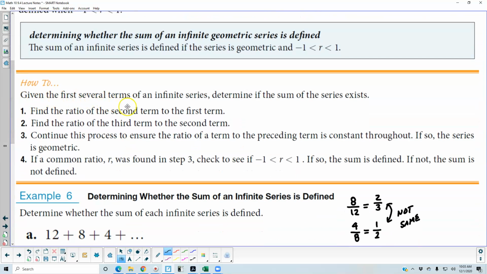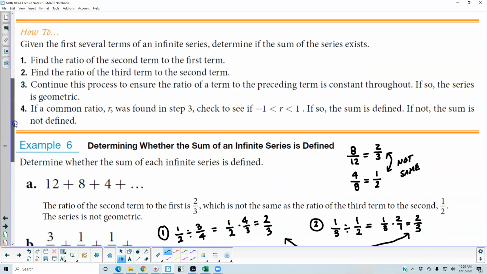So, given the first several terms of an infinite series, determine if the sum of the series exists. Step 1, we want to find the ratio of the second term to the first term, and then find the ratio of the third term to the second term, and then continue this process to ensure the ratio of a term to the preceding term is constant throughout. If so, then the series is geometric. Now, once we've determined it's geometric, if a common ratio r was found in step 3, we need to check to see if it's between -1 and 1. And if so, then we can say the sum is defined. If not, the sum is not defined.